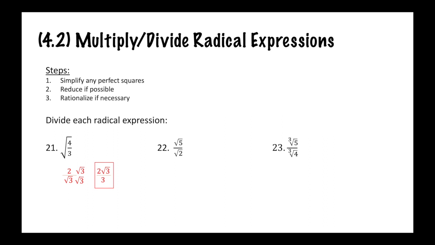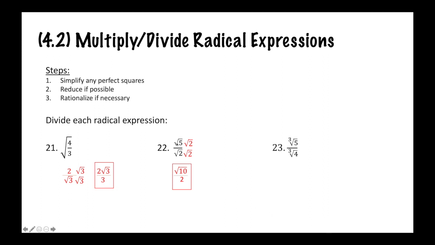On 22, again, I don't have anything perfect here. I can't reduce. 5 divided by 2 is not going to reduce. Then from there, I'm going to go ahead and rationalize. So in this case, in order to get rid of the square root of 2, I am going to want to multiply by root 2. What I do to the bottom, I have to also do to the top. Root 5 times 2 is going to give us root 10. Root 2 times root 2 is root 4, which then turns into a 2.